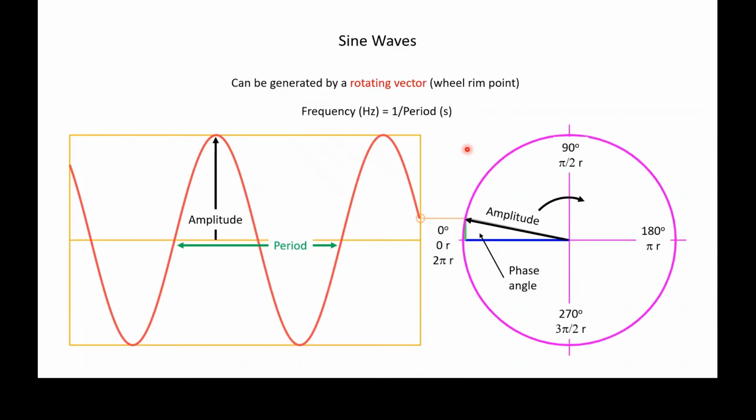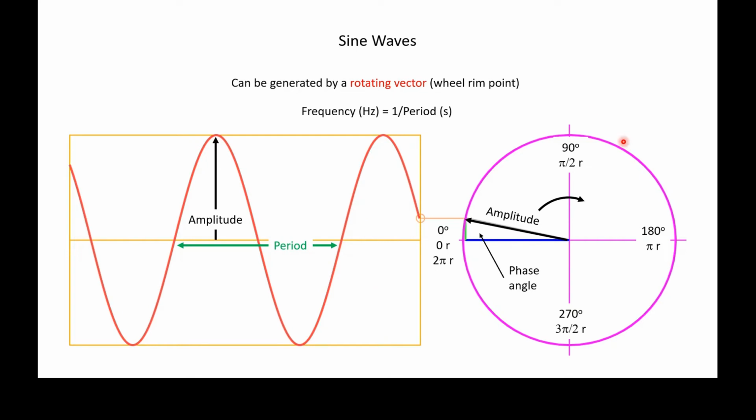So why sine waves? Sine waves are generated, if you like, by a rotating vector, such as a wheel rim point, such as a rotating generator being rotated by water power or steam power or some other aspect that makes the mechanical elements turn. And they will generate a sine wave as we see here. So if we followed the point here at the end of this amplitude arrow, as it went round this circle, we would see that it went in a sine wave fashion here.